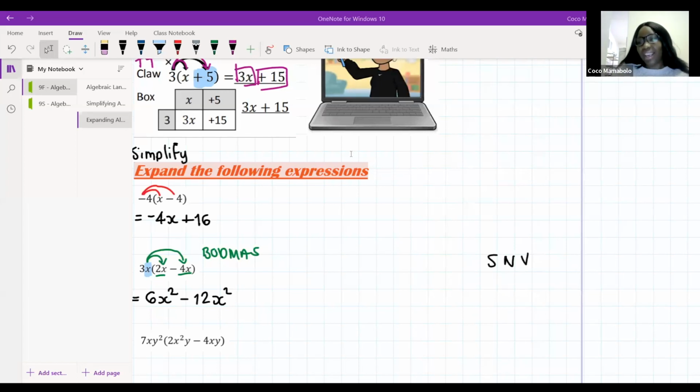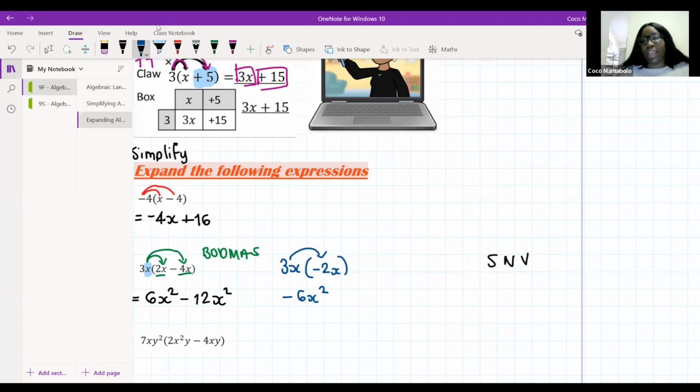They're like terms. So what we easily could have done was the operation on the inside of the brackets first, and then multiplied. So we could have written this as 3x on the outside multiplied by 2x minus 4x, which would have given us negative 2x. So all I'm doing is multiplying one term by one. That's going to give me 3x times negative 2x, which would have given me negative 6x squared.